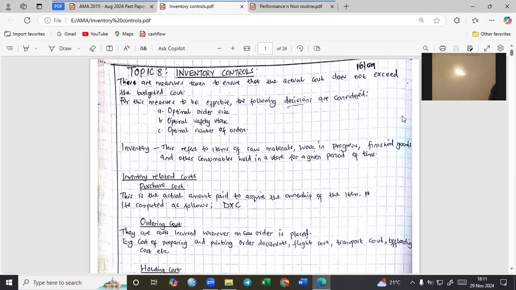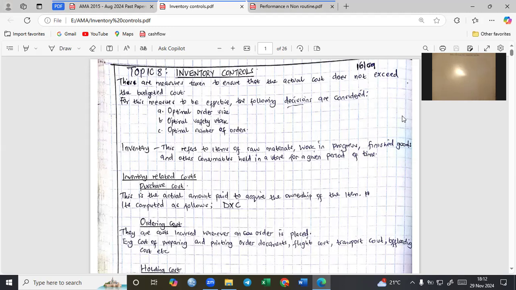Number one, the optimal order size. So the number of orders the company should make, maybe in a year or whichever the duration of the company. So how do you get the optimal order size or the number of orders? The number of orders is equal to D over Q, where D is the annual demand and Q is the economic order quantity.